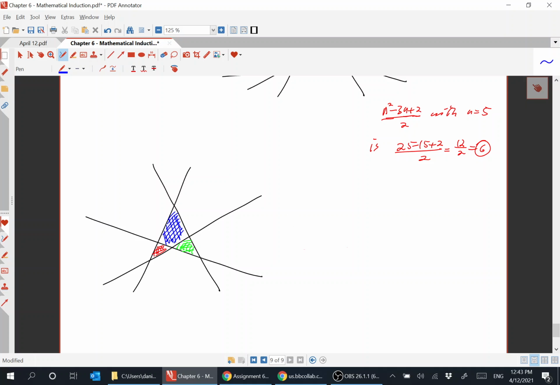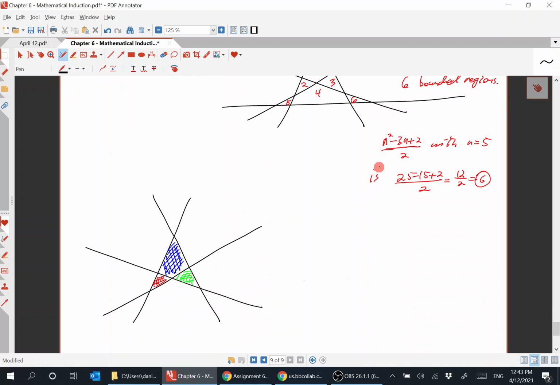Now, add the 5th line back in. Right, so how do the bounded regions increase at each step in the inductive process?